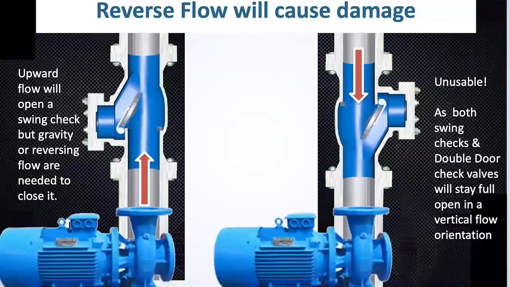On the right-hand side, we're looking at that valve being stuck open for whatever reason, and it could be just wear of the pin or something else has happened, but it's not an uncommon occurrence for swing checks and double door checks to be stuck open in these vertical flow orientations, and that's just an unusable situation for these styles of valves. They just don't work well in vertical lines.